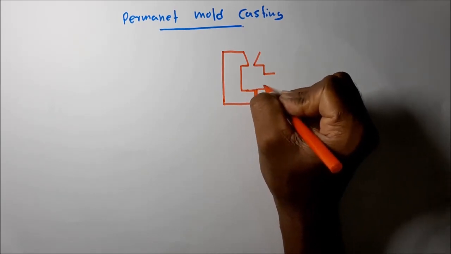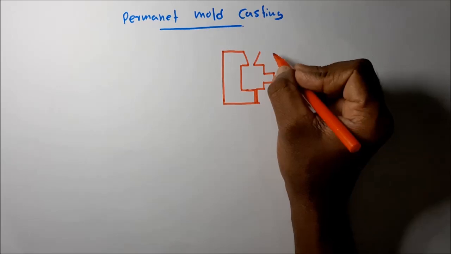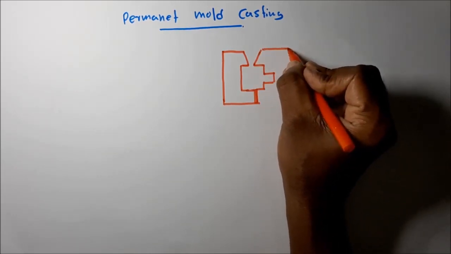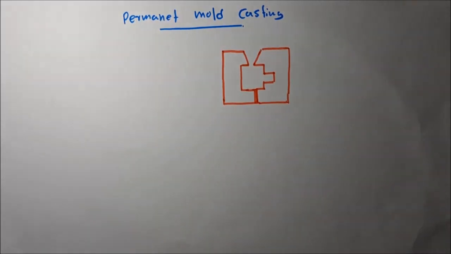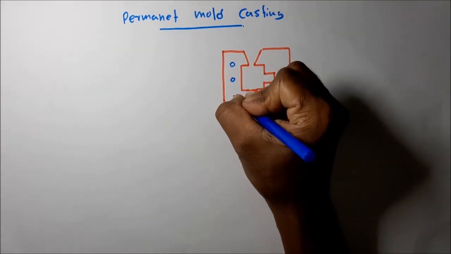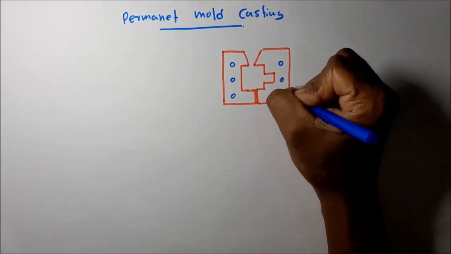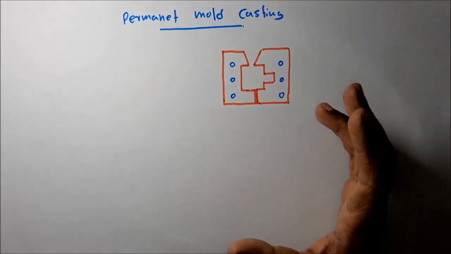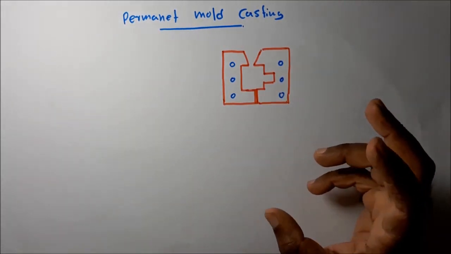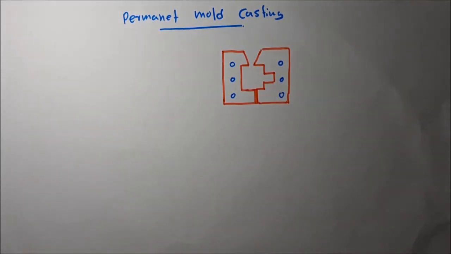This is the two halves of the mold. Let's take this part you have to manufacture. This is the mold. Then water cooled channels are also there, same as in the die casting process. Then there's no injecting mechanism. In permanent mold casting, there's no molten metal injecting mechanism. The molten metal flows due to gravity.